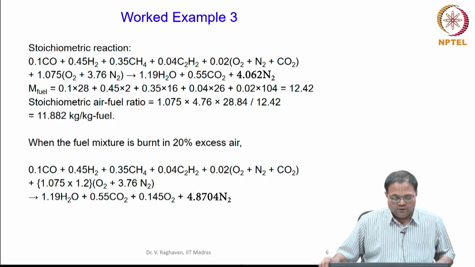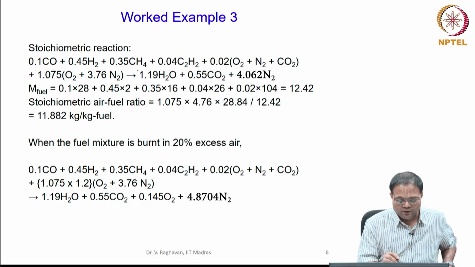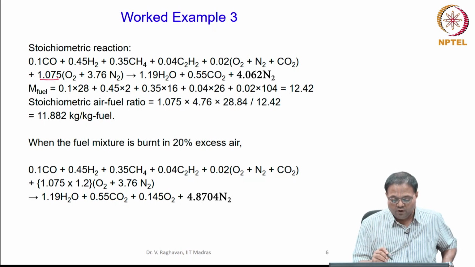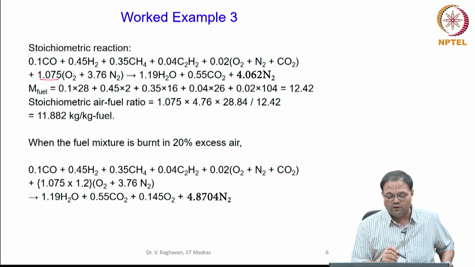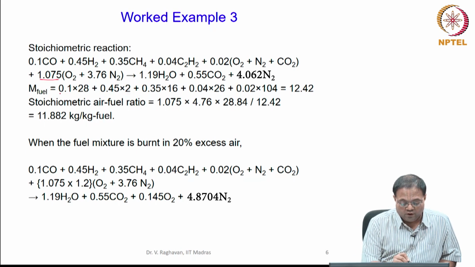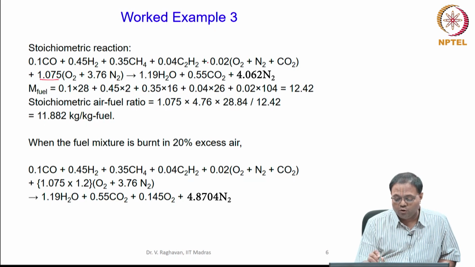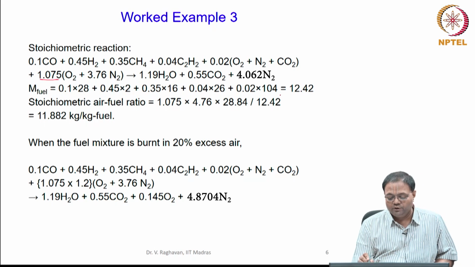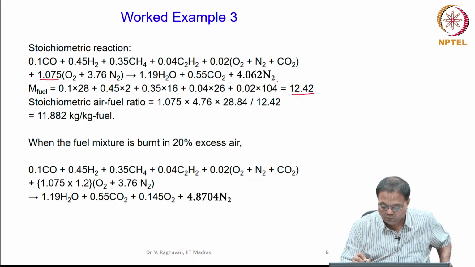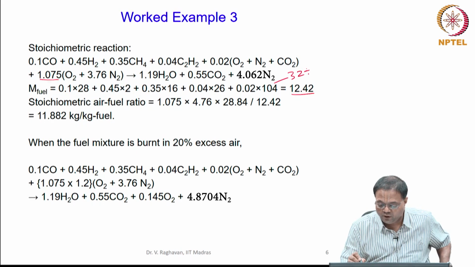Continuing the example for the fuel mixture, you can see the amount of oxidizer required is 1.075, and these are the composition of the products. Please understand that in the stoichiometric reaction you do not have any oxygen left over. Now the molecular weight of the fuel is calculated because the mole fractions are known. We can calculate the molecular weight of the fuel mixture, and you can see that it is 12.42. Here the 104 is nothing but 32 plus 28 plus 44, which are these three.